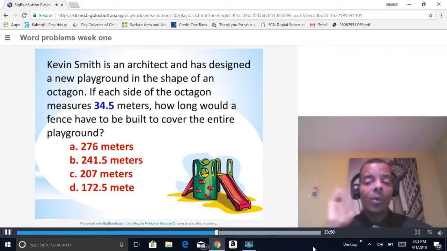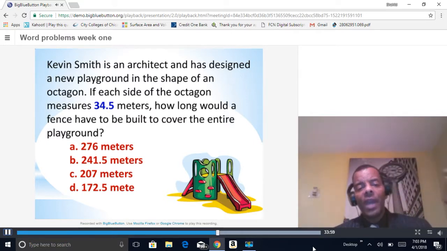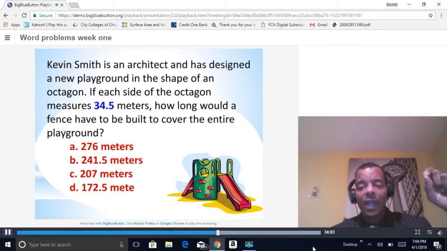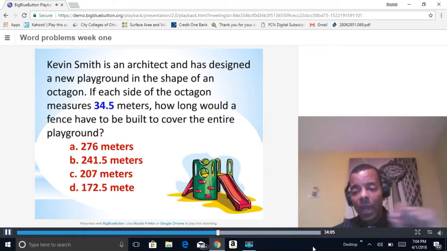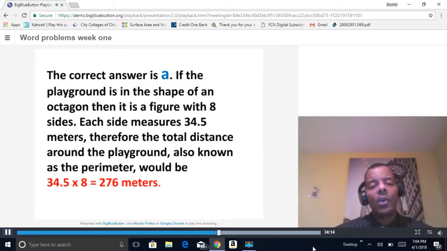What do you think we're going to have to do to solve this problem? What operation does it sound like? Absolutely. I heard you out there. Multiplication. Because we have 34.5 on each, and there's 8 of them. So 8 times around, 34.5, 34.5, 34.5, 34.5. That would be the long way to do it, to add all those 34.5s. The quick way would be to multiply. Let's check it out. It ends up being the correct answer of A.